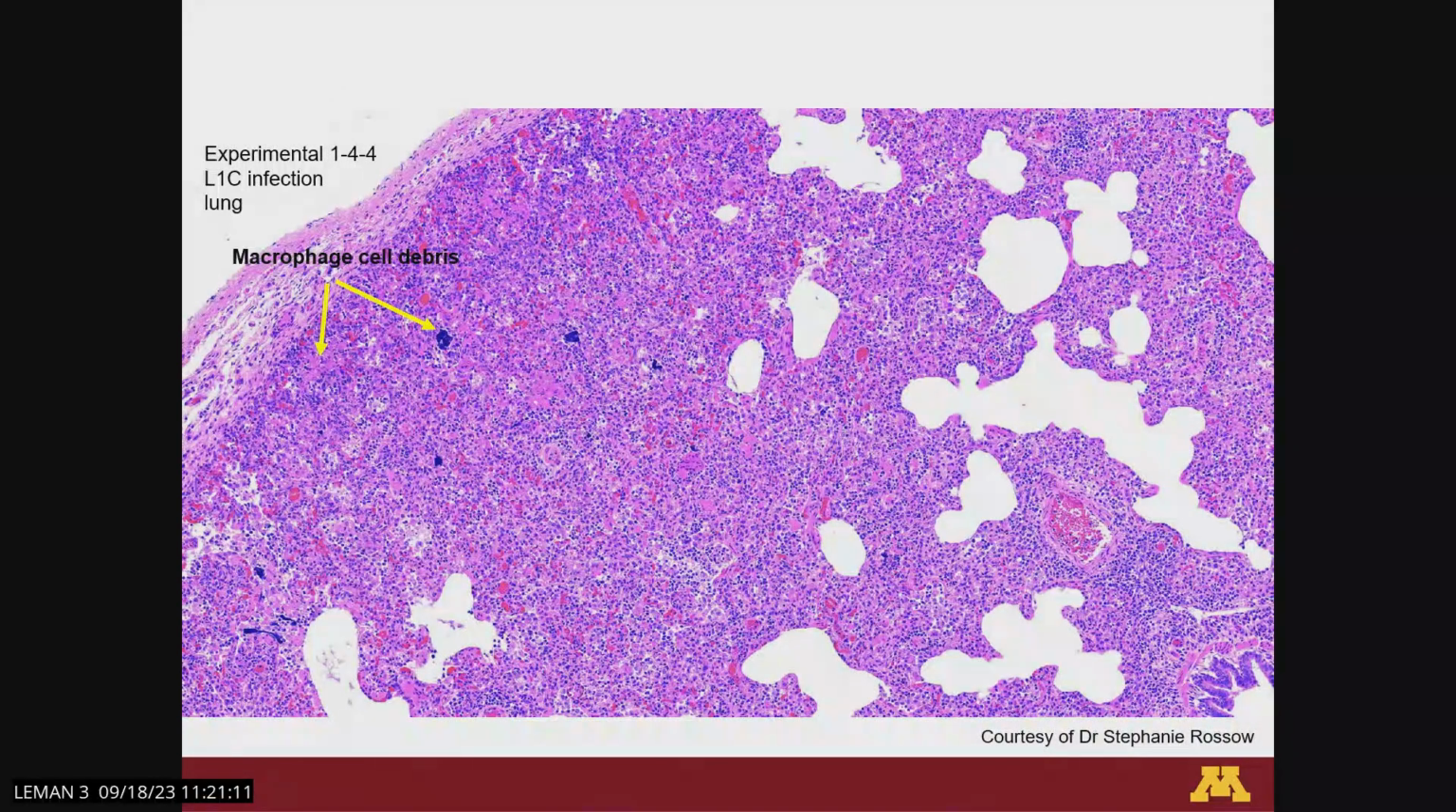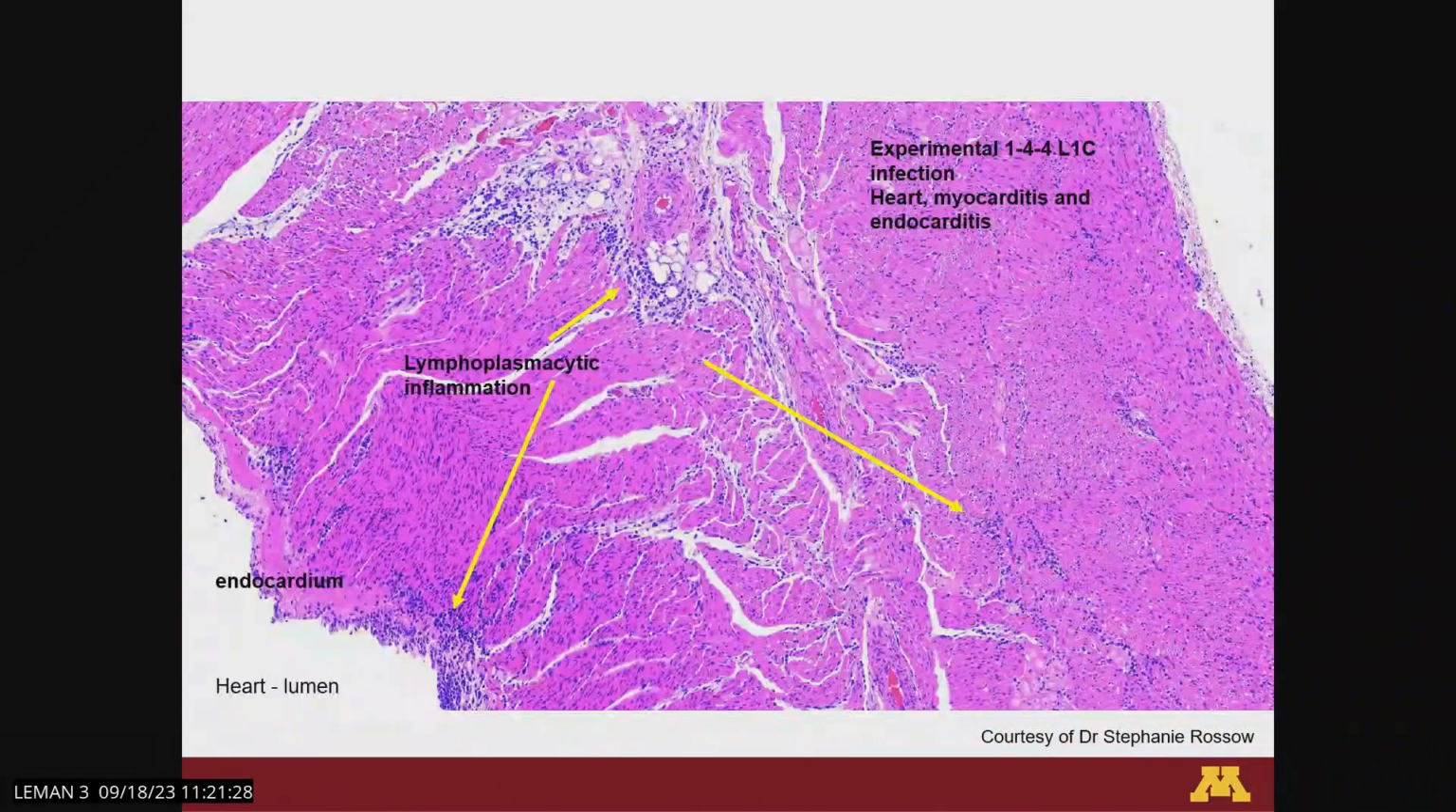The main finding in the lung was interstitial pneumonia. Every finding was like this. We can see that it's very severe. It's supposed to be more like these areas, but it's just macrophage cell debris. And if we go to the heart, the main finding was myocarditis and endocarditis.